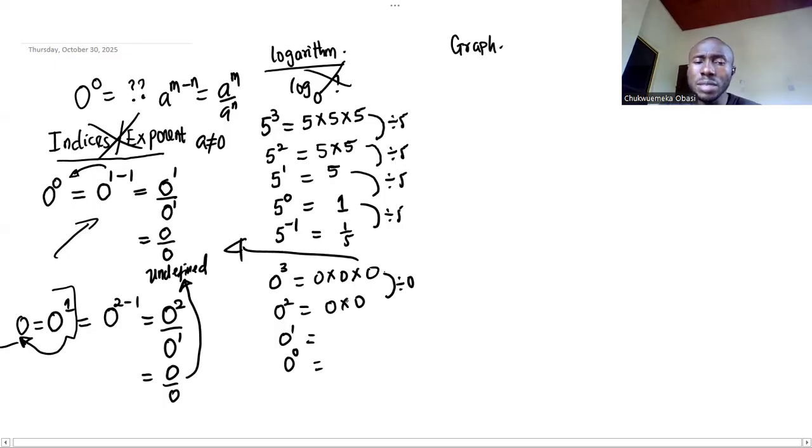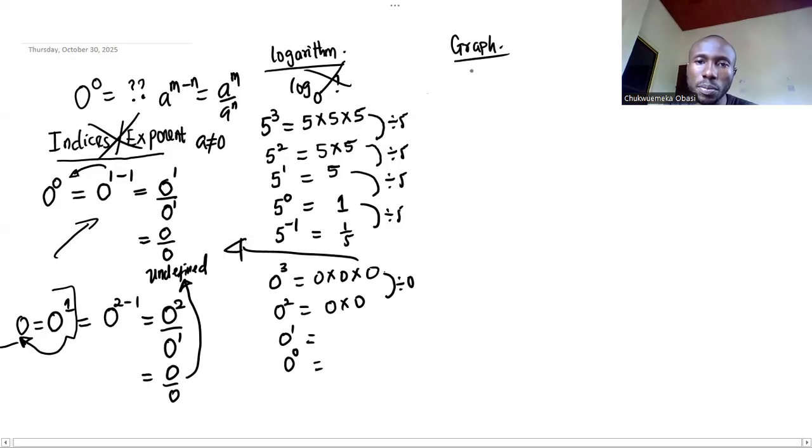So does it mean that 0 to the power 0 is truly undefined? We cannot conclude yet until we've come to the end of this lesson. All right, let us see the graphical method. Now we're going to use a function to model something very close to 0 to the power 0.